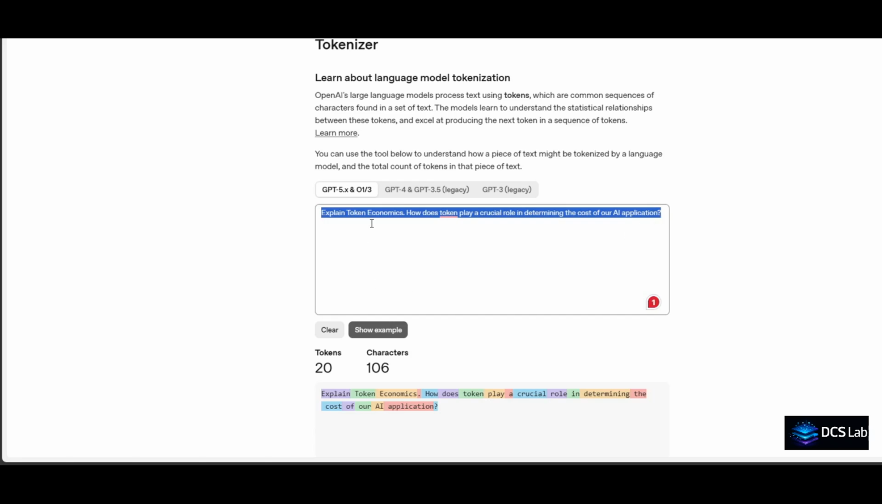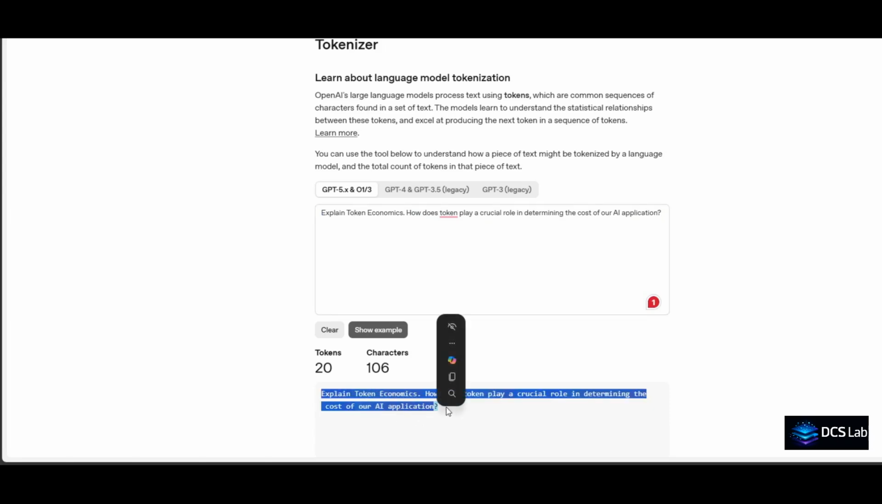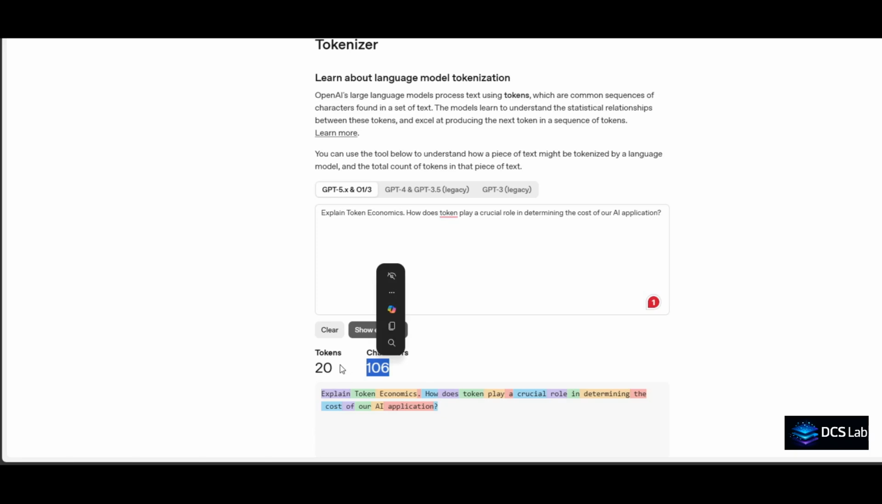Now, in the back end, this is how the tokenization of this prompt takes place. You might see that each word is considered one token, and even the full stop is considered a separate token. They are color coded: explain is one token, token is separate, economics is separate, play a crucial role, every word here has been taken as a separate token. The total characters in the string were 106, and the total number of corresponding tokens was 20.